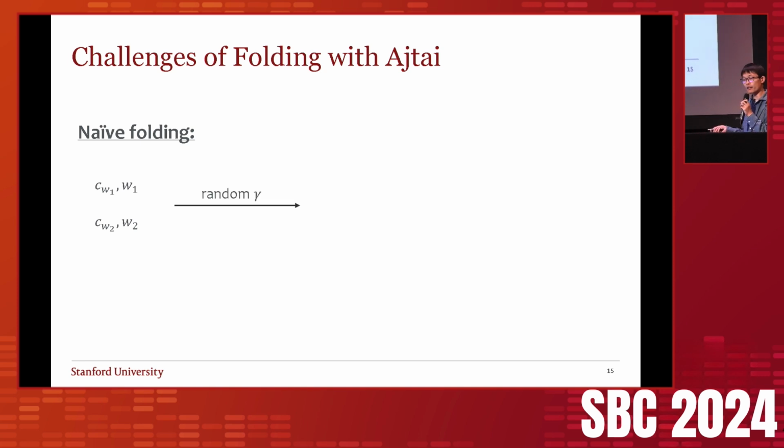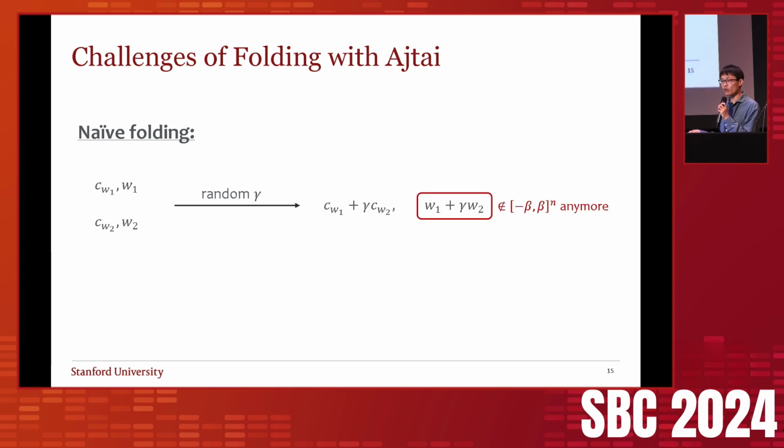The naive idea is to do random linear combination, which is exactly the way that has been used in all the previous existing works. However, in this scenario, we immediately run into trouble because after folding, this folded witness will no longer be inside the message space of the commitments. And that's a big issue.